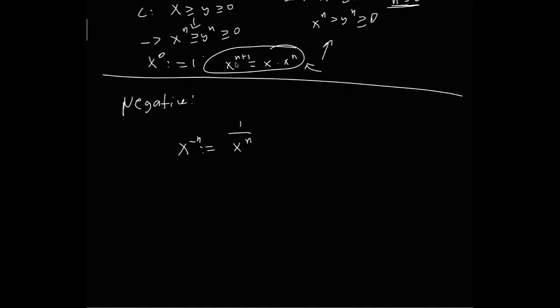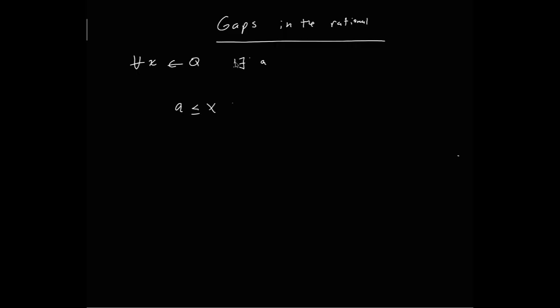All right. Now let's move on to gaps in the rationals. So we say that for every x in Q, there exists a unique integer a, such that a is less than or equal to x, which is less than a plus 1. Namely, a is equal to the floor of x. That's the definition of a floor of x, right?